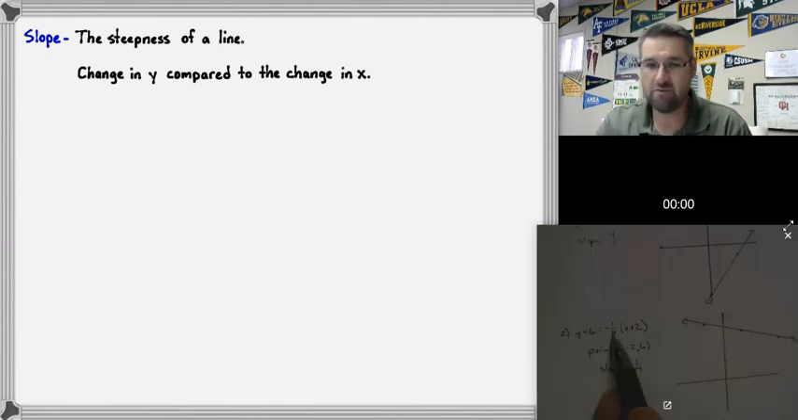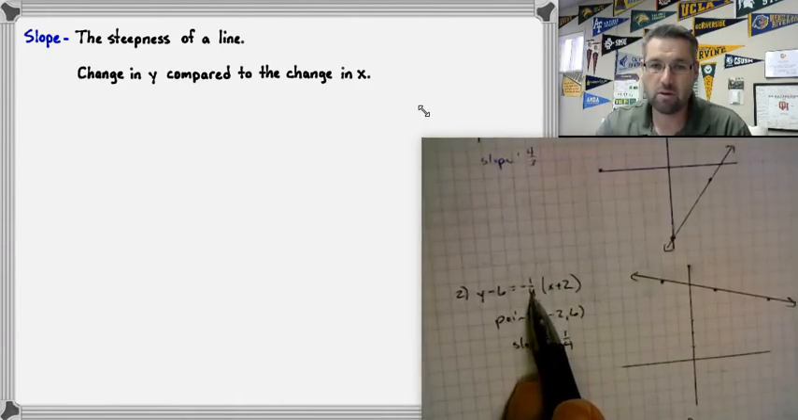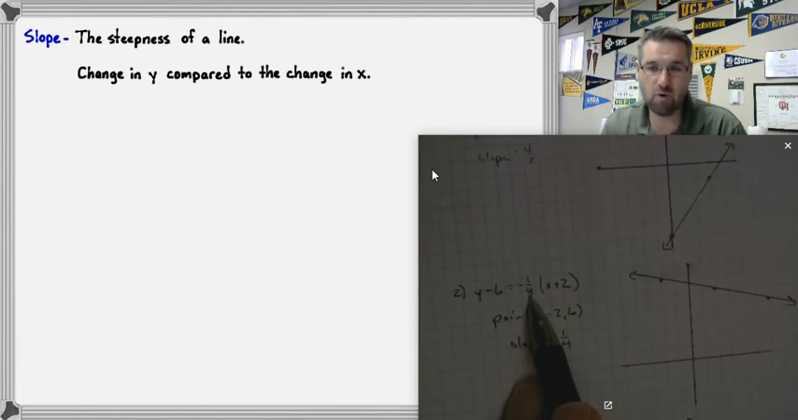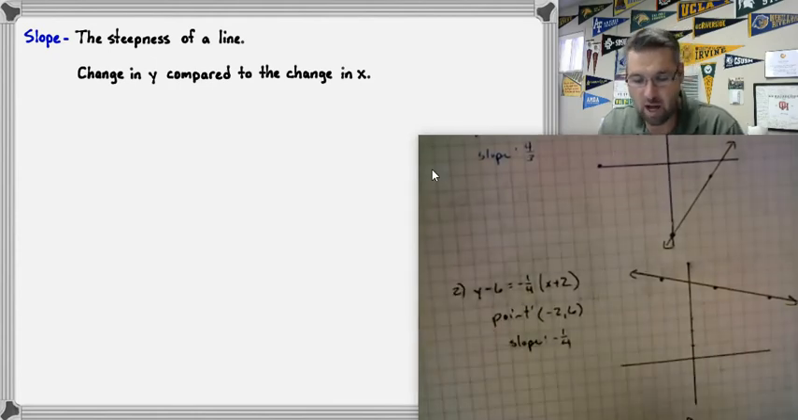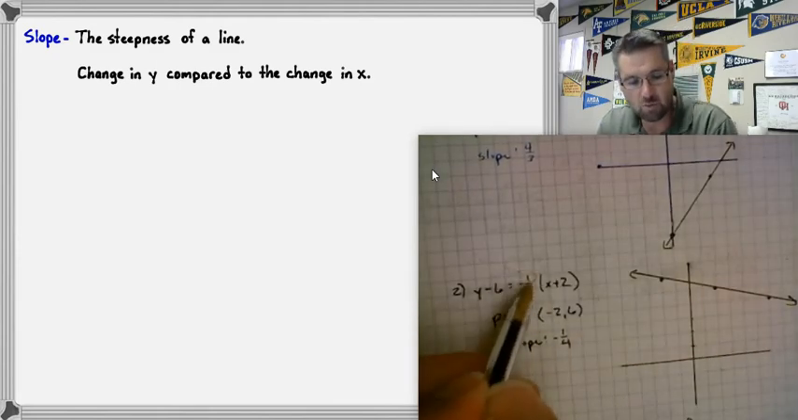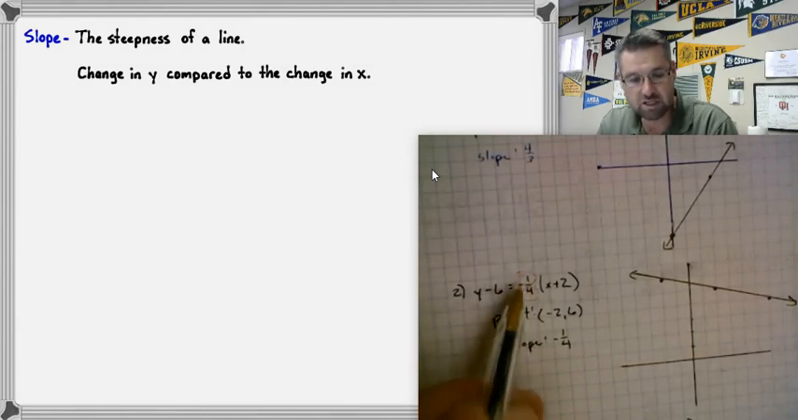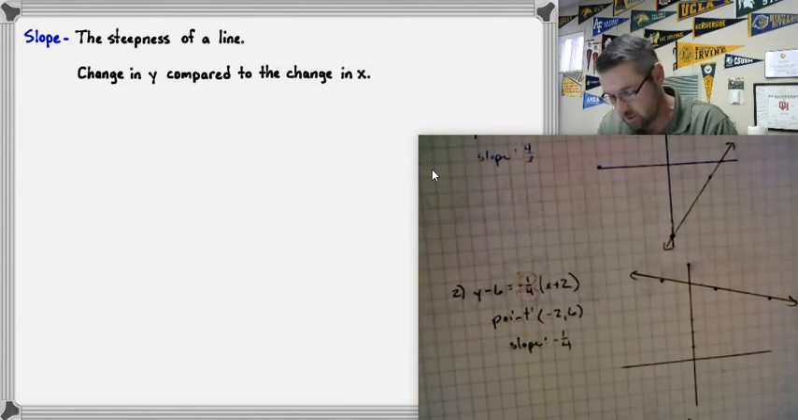So if I go back to one of my graphs here, what is my slope for this problem? It's negative 1/4. My slope for this problem is negative 1/4. So it's the change in the y value, and this is the change in the x value. Okay, that's what slope is.